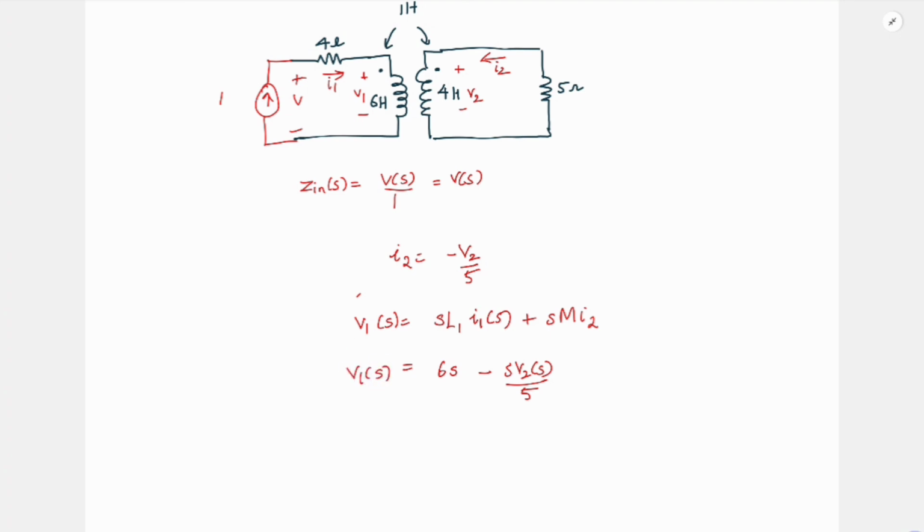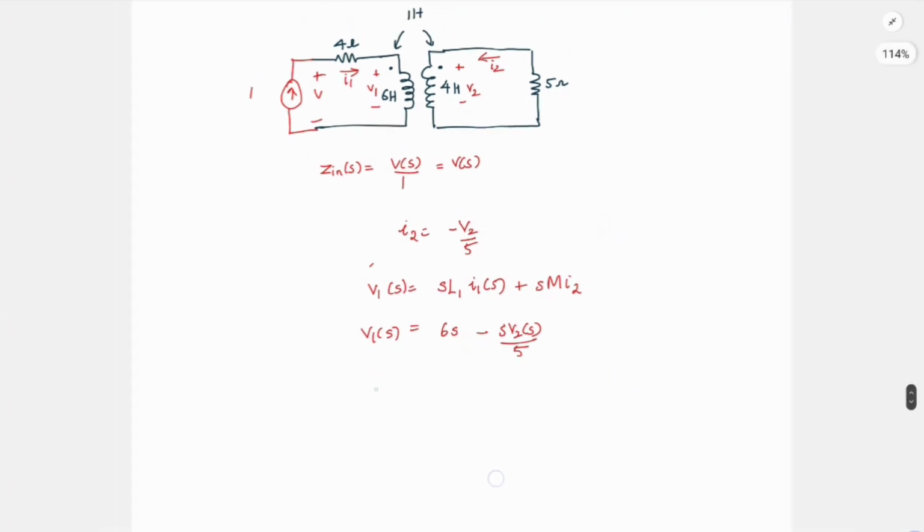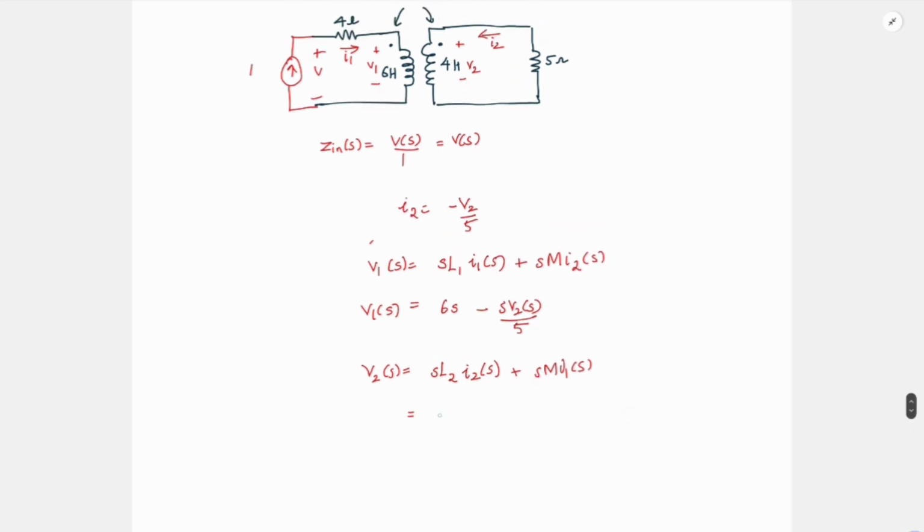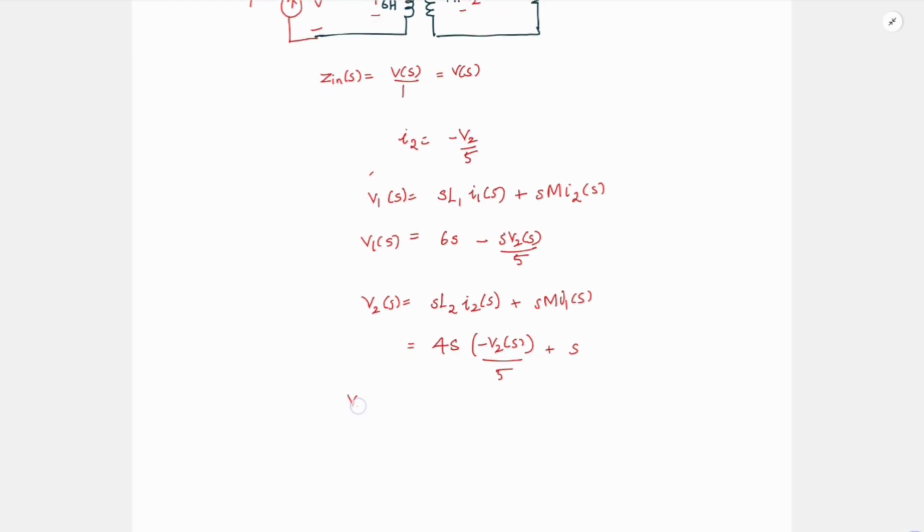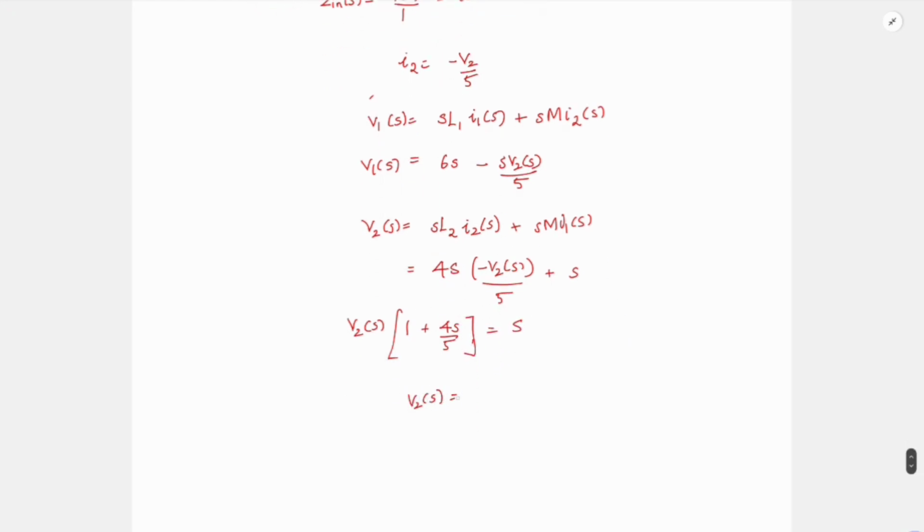Can we write the equation for V2? V2 of S is equal to SL2 I2 of S plus SM I1 of S. L2 is 4, so 4S, and I2 of S is minus V2 by 5, so minus 4S times V2 of S by 5, plus S into 1 into 1, which is S only. I can take this to the other side: V2 of S into 1 plus 4S by 5 is equal to S. So V2 of S is equal to 5S by 5 plus 4S.